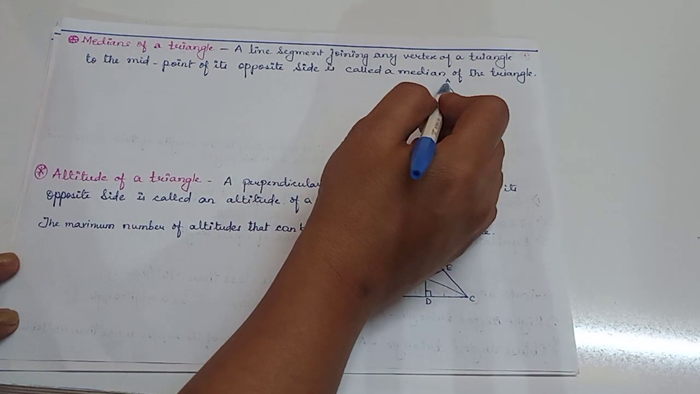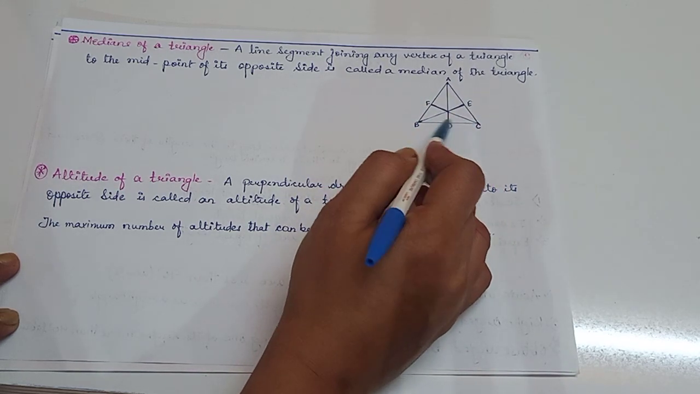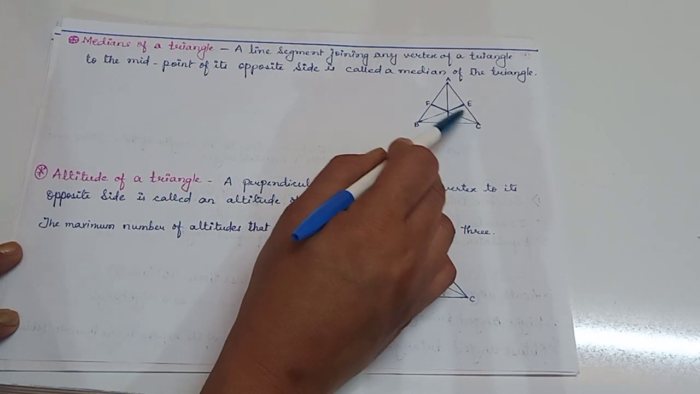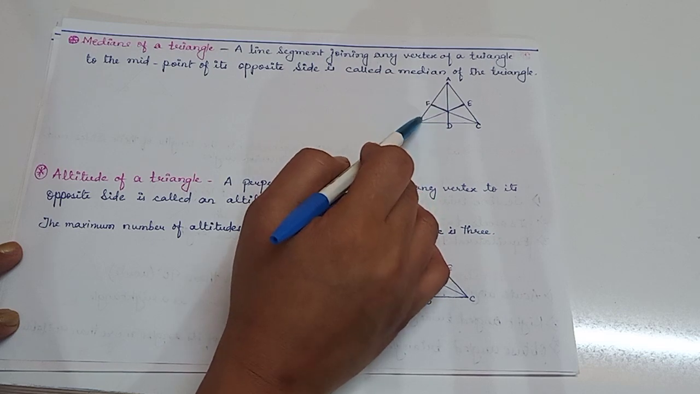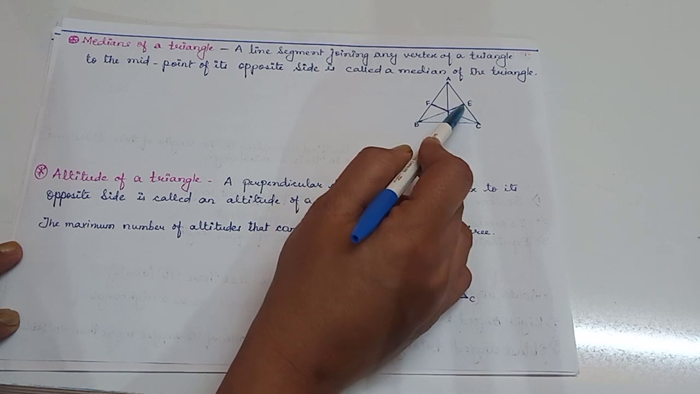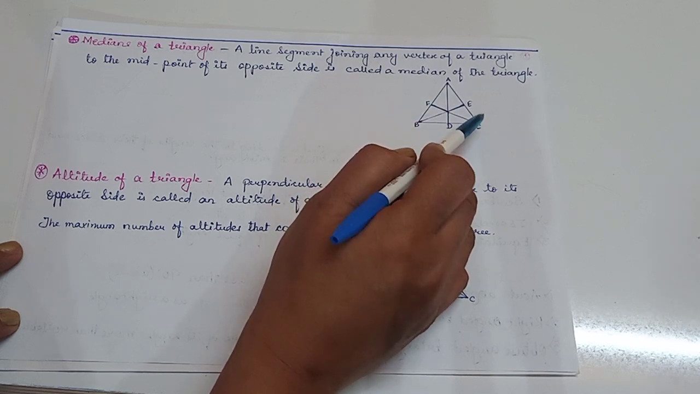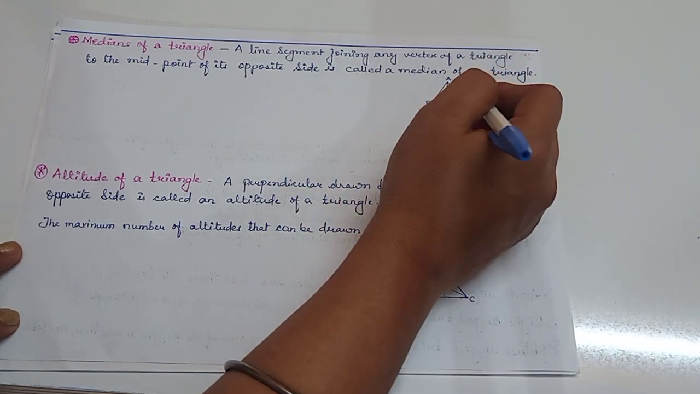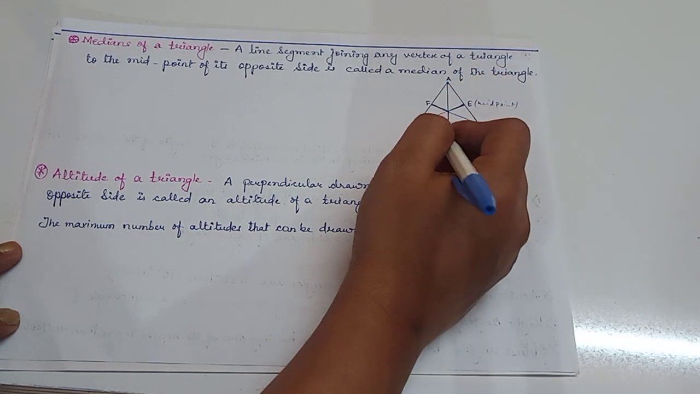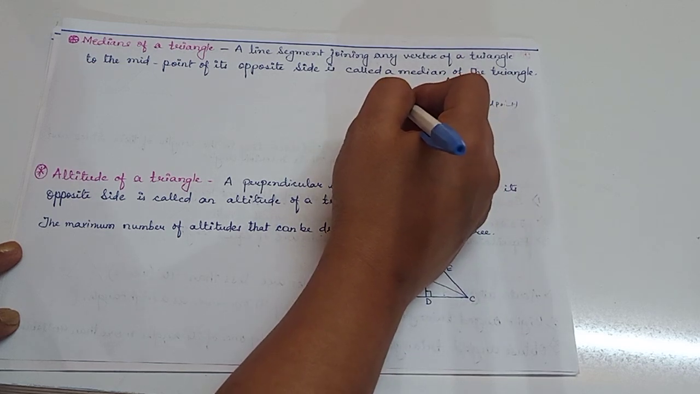Like here, this is the vertex. From the vertex, I have drawn a line segment which is touching the opposite side, that is BC. And from the C vertex, I have drawn a line segment which will touch AB side at F. And from B vertex, I have drawn a line segment which will touch E point on AC side. So all these points should be the midpoint. D should be the midpoint, and F should be the midpoint.